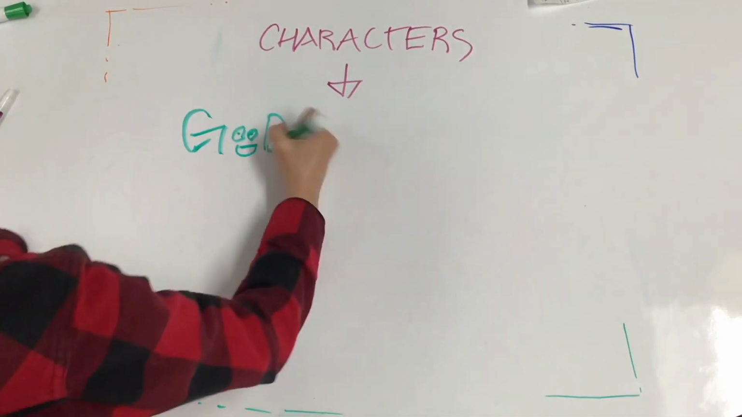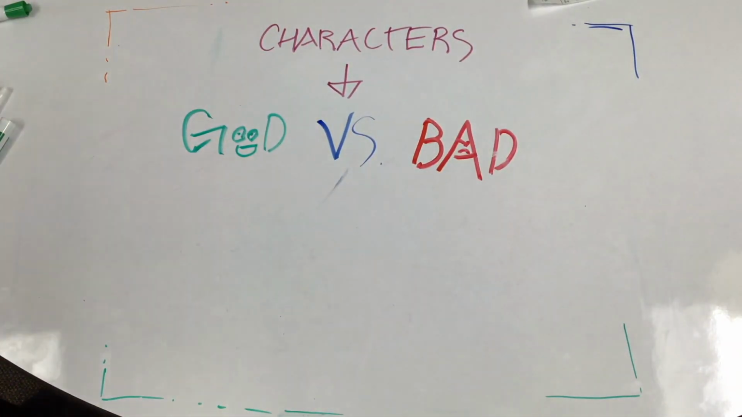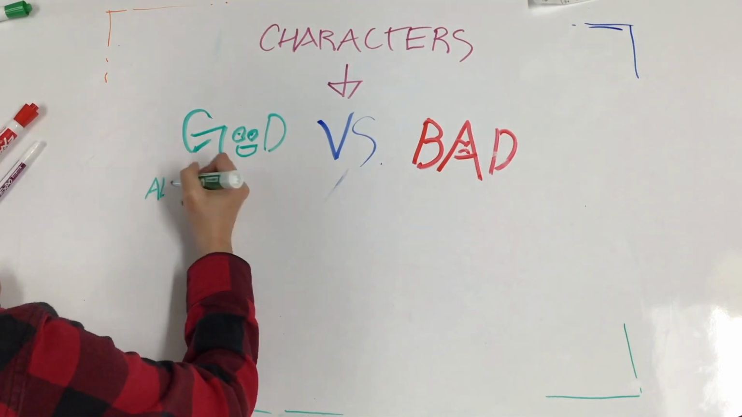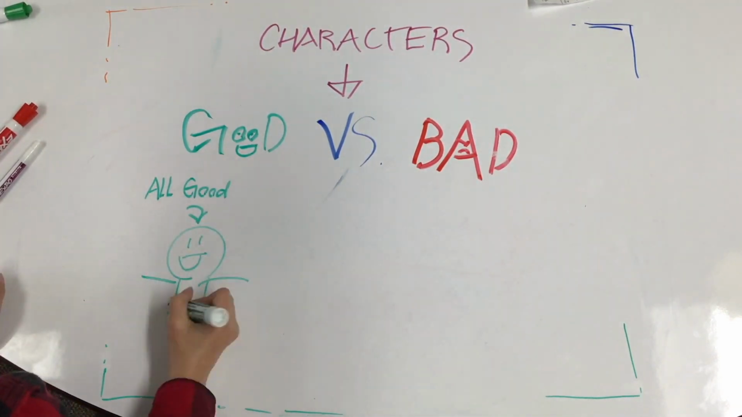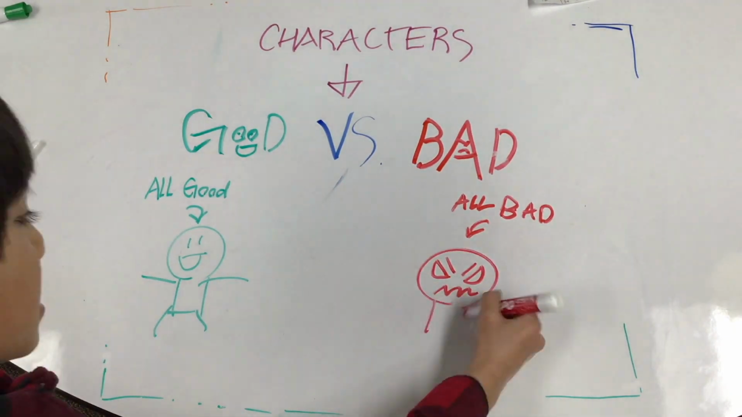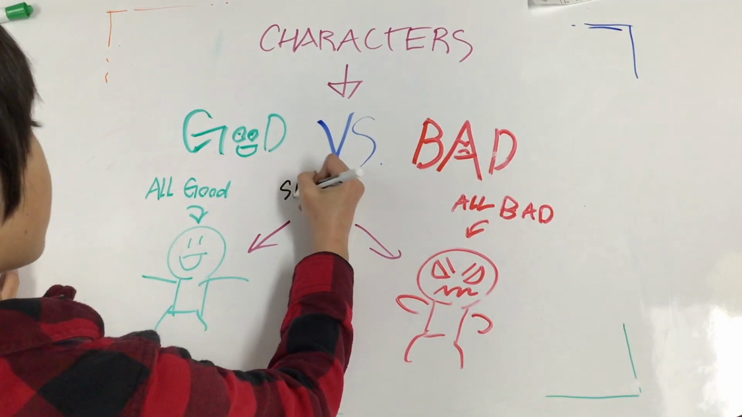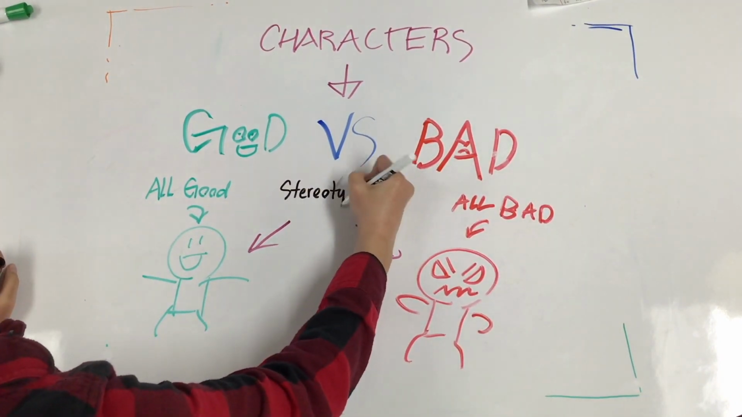Another good thing to note about the characters is that a character cannot be all good or all bad, because that's not possible. Sadly, no one can be all good, but luckily, no one can be all bad either. If a character was, then that would be called a stereotype character.